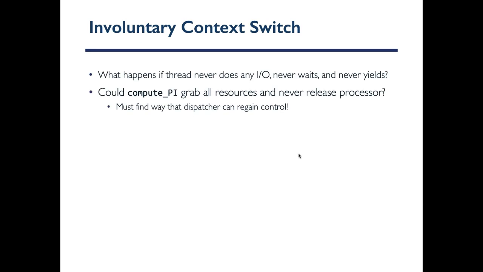Next is involuntary context switch. What happens if a thread never calls I/O or never waits or never yields? Well, you can't really trust the thread to be a good citizen and yield the processor. That's too much to ask. Let's say you have a thread that computes pi all the time and it never yields. You don't want to execute that guy all the time. At some point, you're going to realize that you have to interrupt your threads.